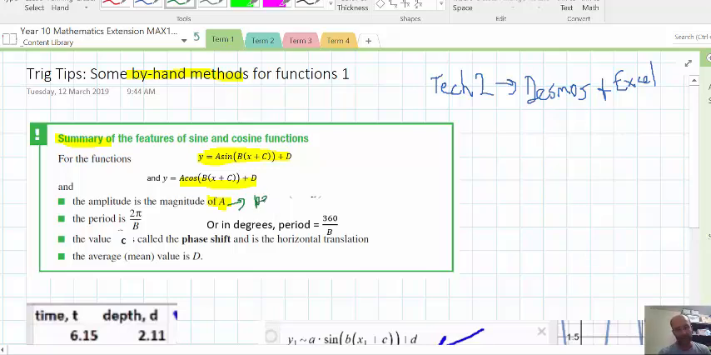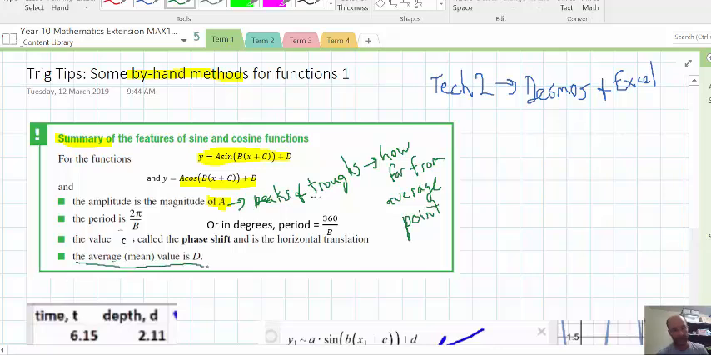So it's the peaks and troughs, the high and the low points, how far from the average point. And this average of the graph is something we'll talk a bit more about when we get down here in a moment. So it's good that we can think of things in different ways.